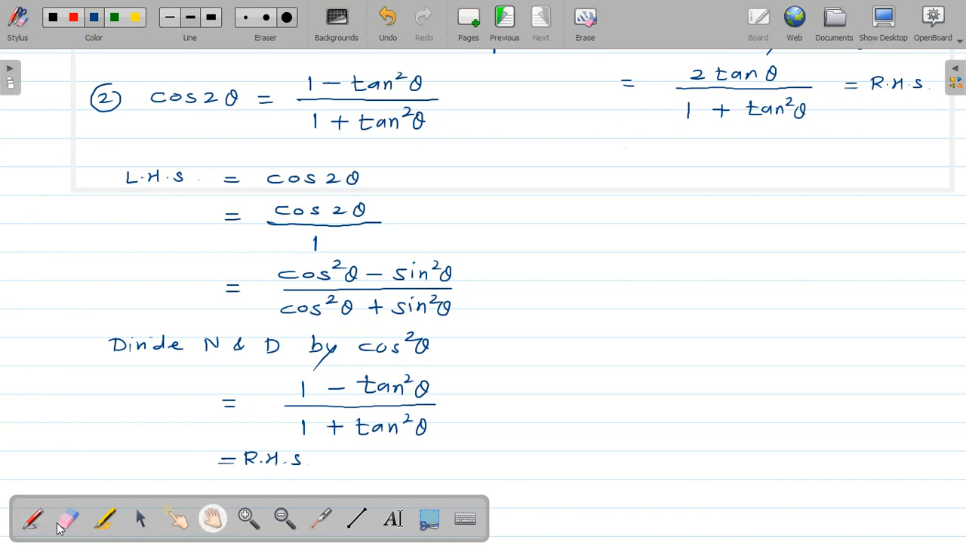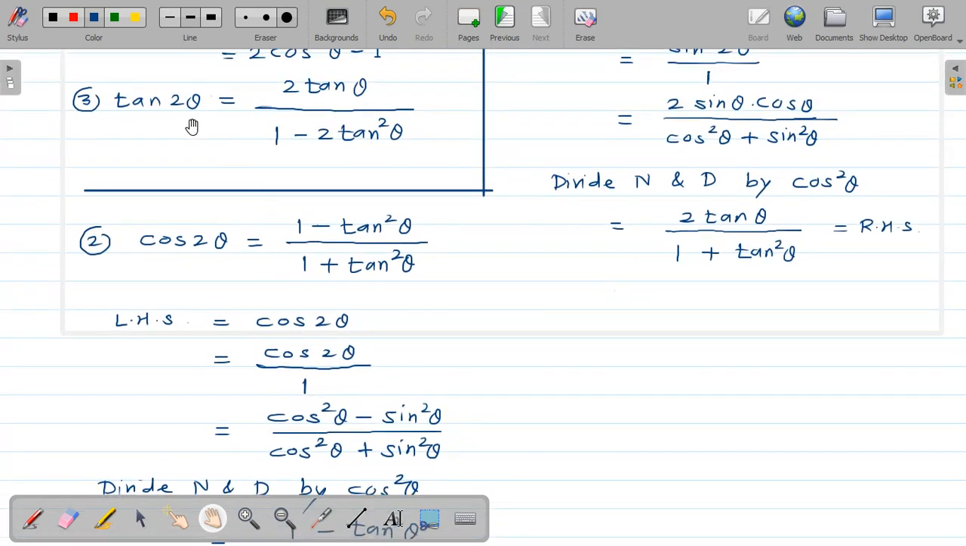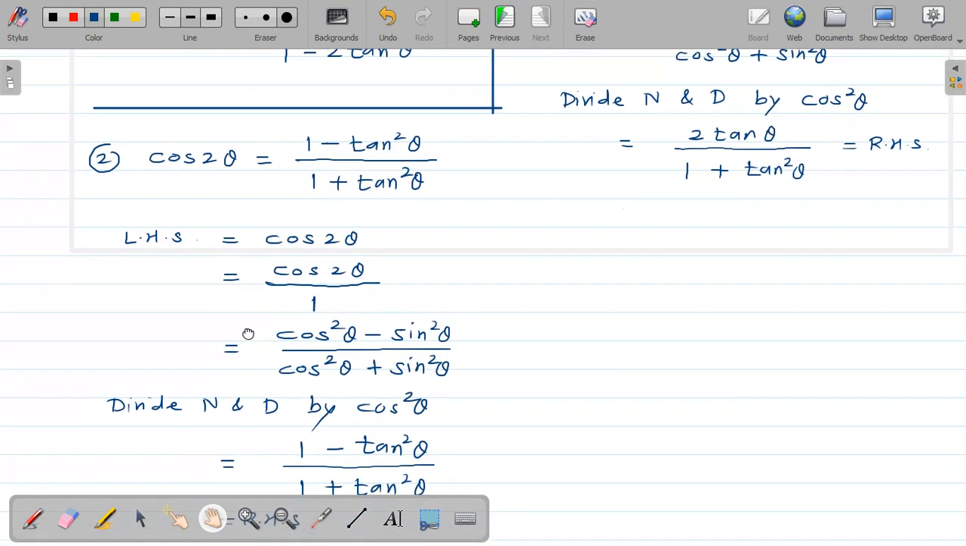Okay, similarly you will get the formula for tan 2 theta also. We have already discussed the formula for tan 2 theta, that is tan 2 theta is equal to 2 tan theta upon (1 minus tan square theta). By using these two additional formulae, you will get that formula also. Okay, so see here.